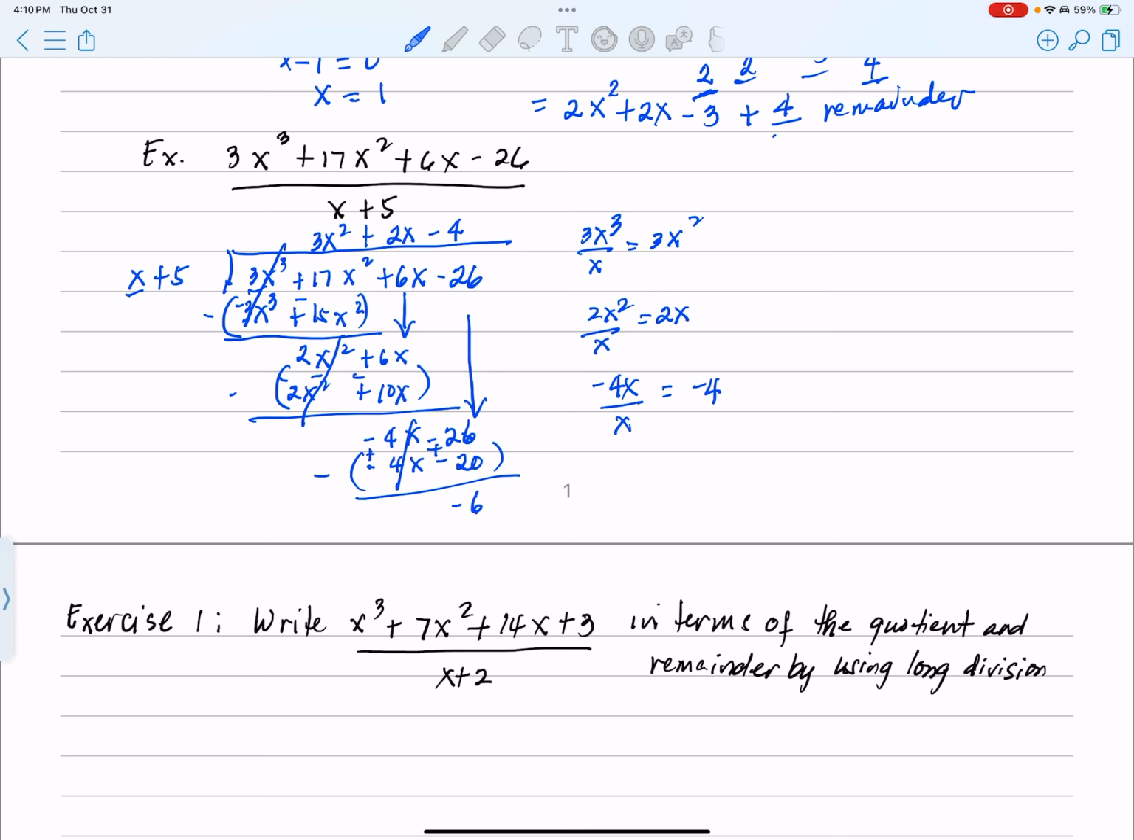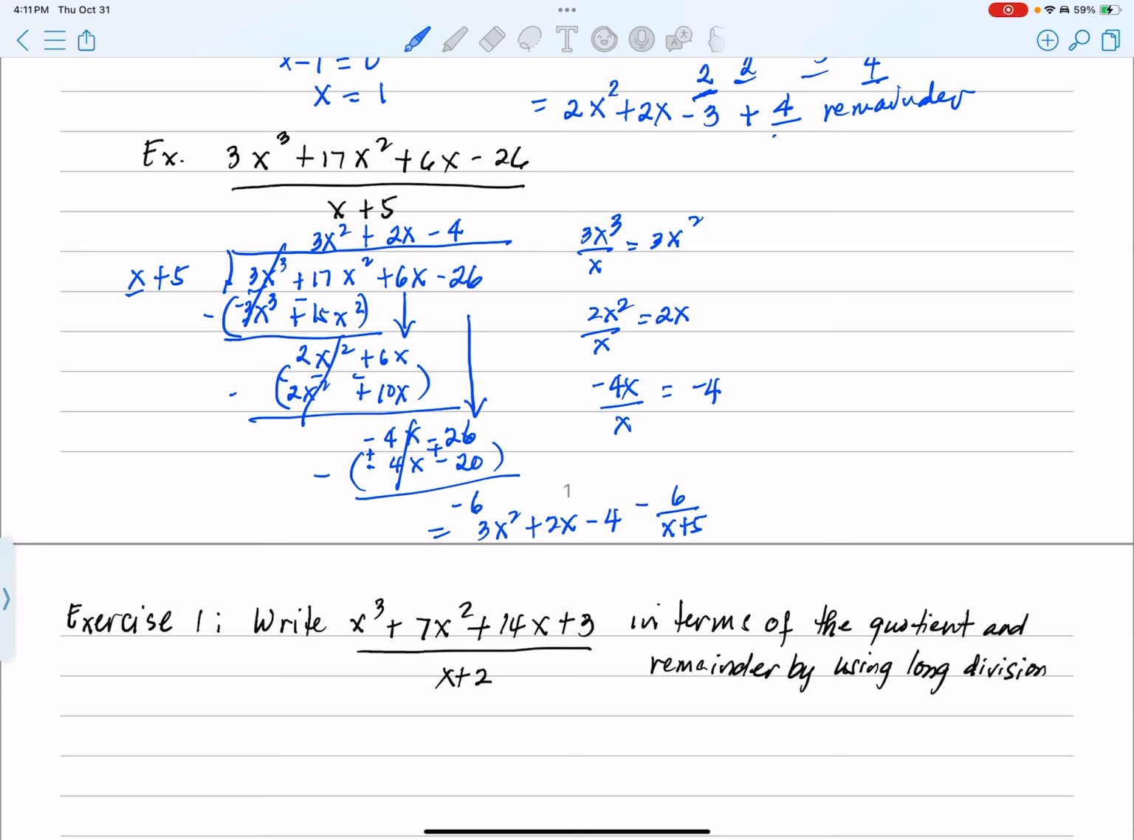This is the long division. So the answer here is 3x squared plus 2x minus 4 plus, okay, this is minus. Since your remainder is negative 6, my negative is at the top. So minus 6 over x plus 5.